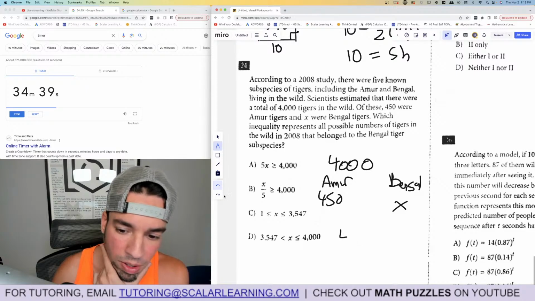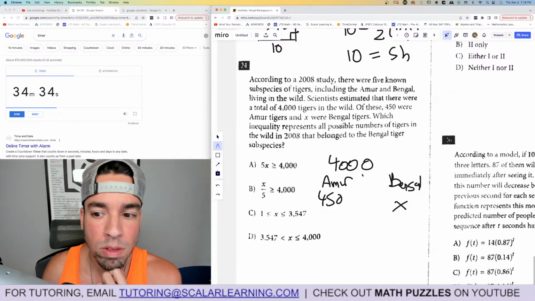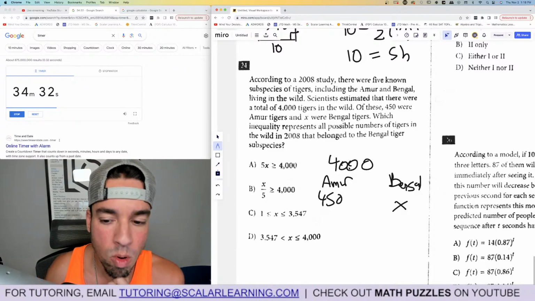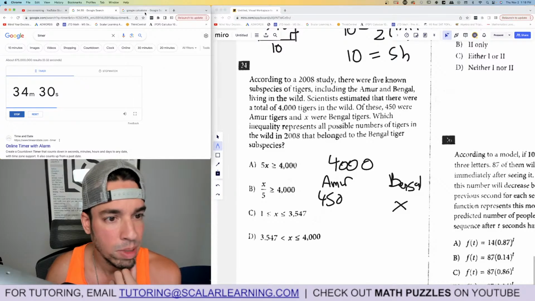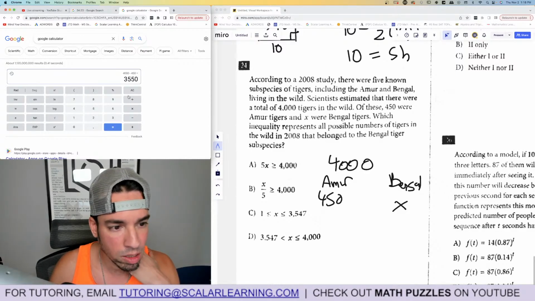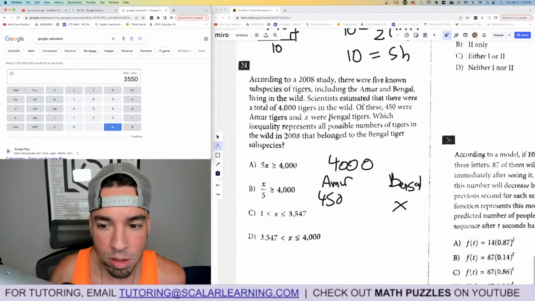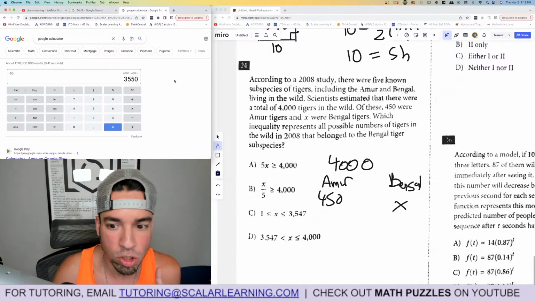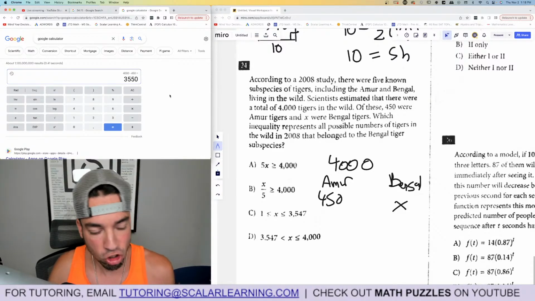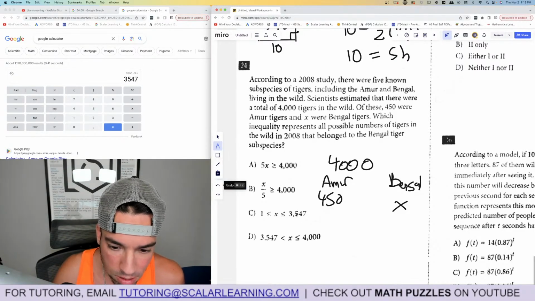So 450 are Amur tigers, right? The Bengals cannot be more than 4,000 minus 450, right? Because we already know that we're taking away Amur. So 4,000 minus 450, it has to be less than 3,550. But there's 3 other species. Right? So there's Amur, Bengal, and 3 other species. So assuming at the minimum we have 3 others, just one of each, right? That's this minus 3, which is where I think they get this.